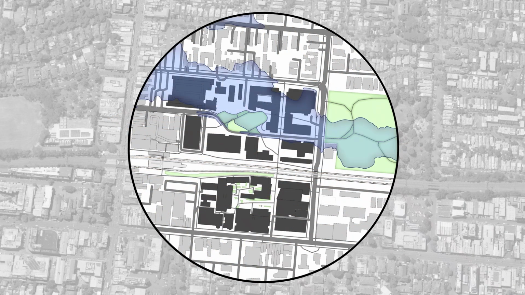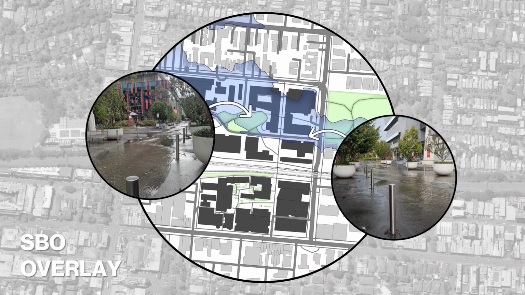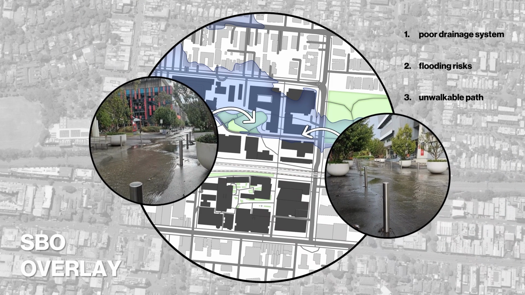The special building overlay highlights flood-prone areas within the site. We've used this overlay as the main boundary for our proposal, focusing on areas most vulnerable to flooding and using design as a preventative response to future water-related issues.